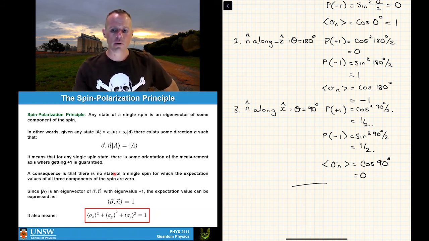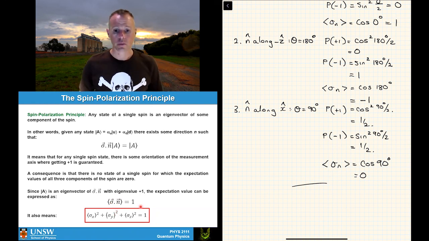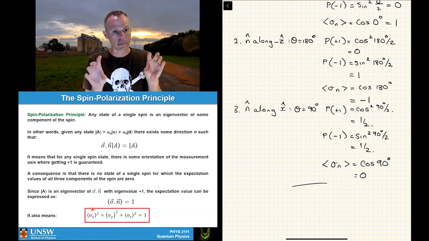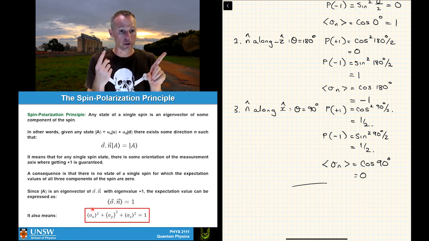Okay. The way we write that mathematically is either as the expectation value of the Pauli vector in the direction that you choose is equal to 1. Or another way to write this is as the sum of the squares of the expectation values of the Pauli matrix components in the 3 different directions.